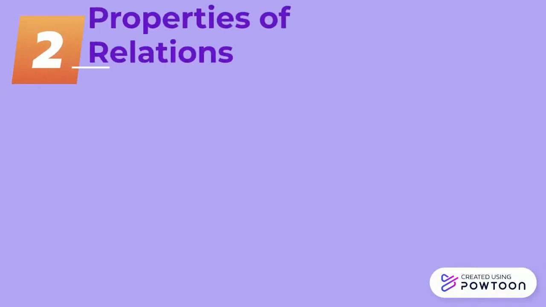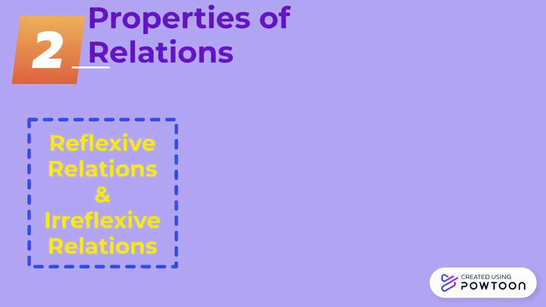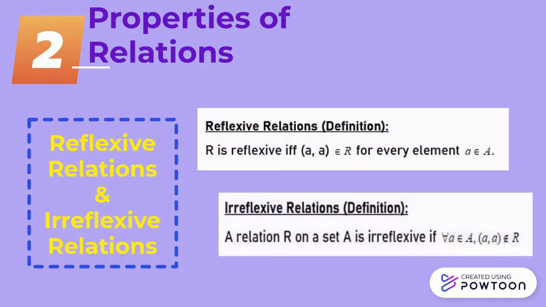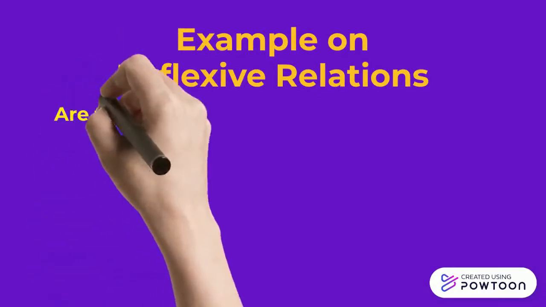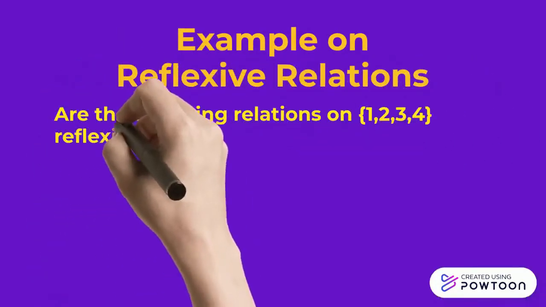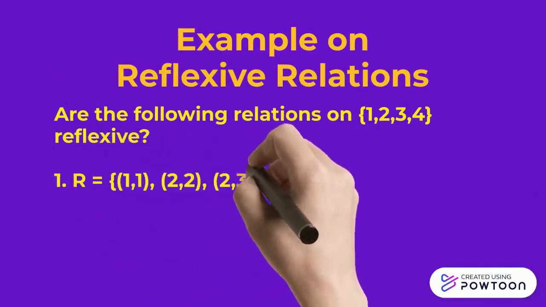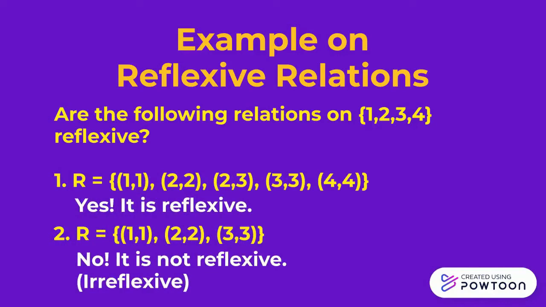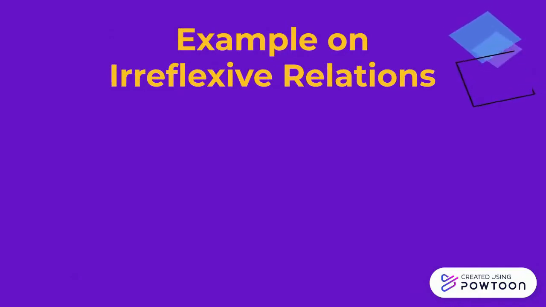Next, we will learn about the properties of relations. First, we look at the definitions for reflexive relations and irreflexive relations. So, we go for the examples on reflexive relations. There are two examples. Example on irreflexive relations.